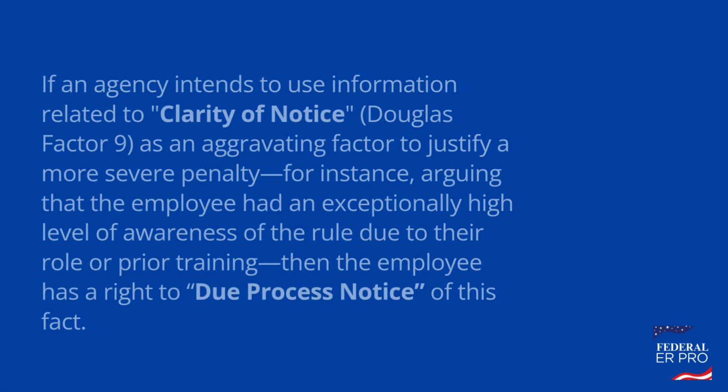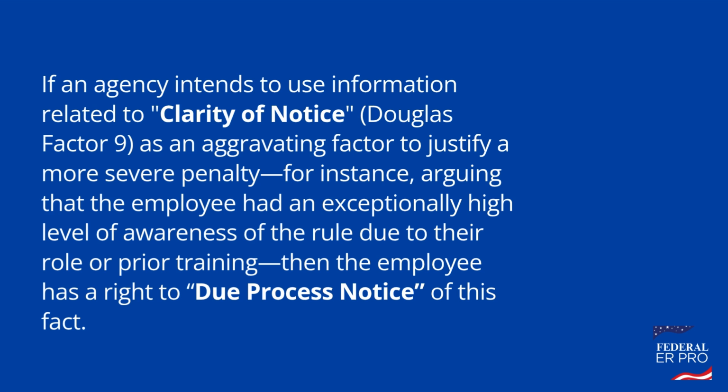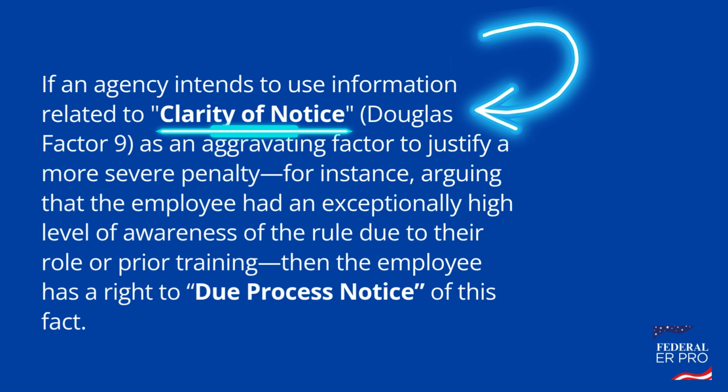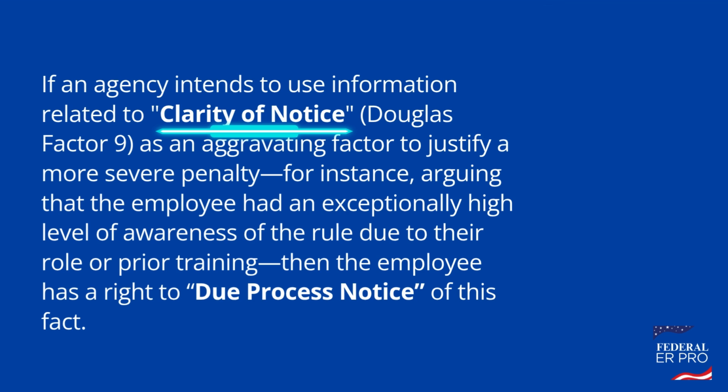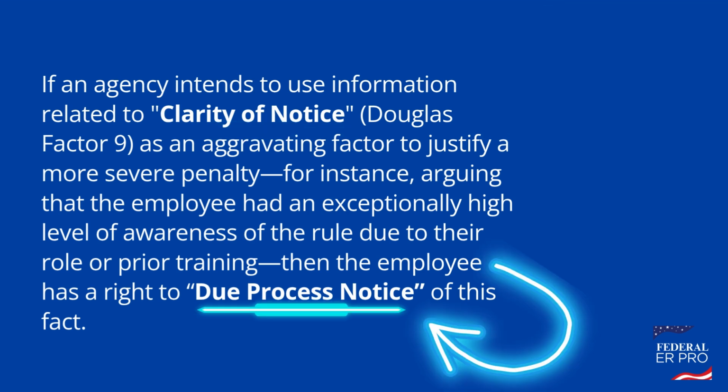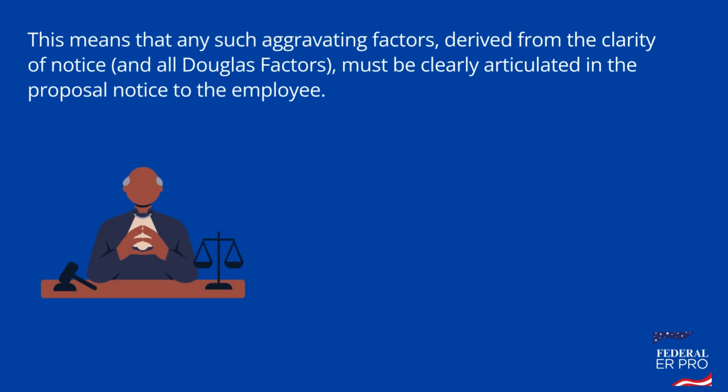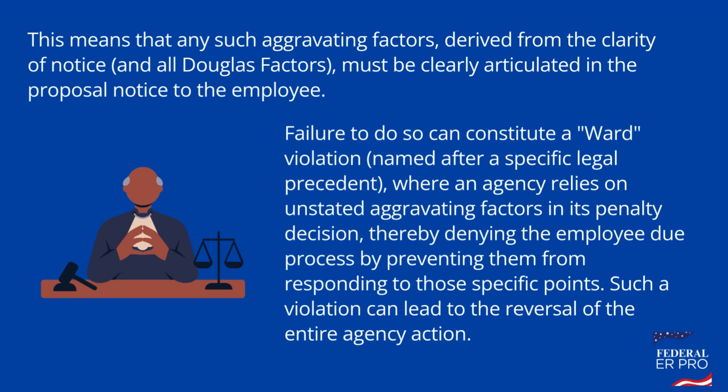Let's look deeper. If an agency wants to argue that the employee should have known better because of training or policy, that's clarity of notice as an aggravating factor. But here's the key. The employee has a right to be told that this argument is part of the agency's reasoning, and that's due process again. Any aggravating factor, like clarity of notice, must be clearly stated in the proposal notice. If it's not, the agency risks violating due process. That's when the board finds that the agency relied on unstated penalty justifications and denied the employee a fair opportunity to respond. Bottom line, it can undo the entire action.